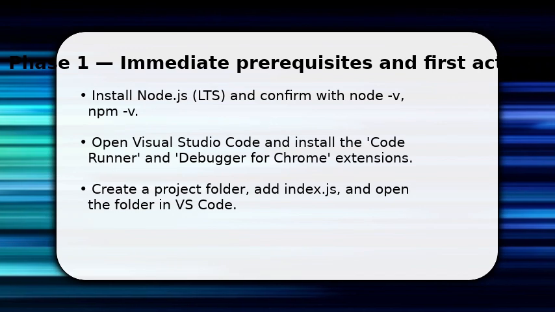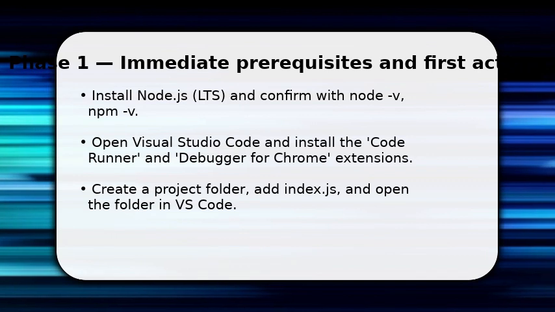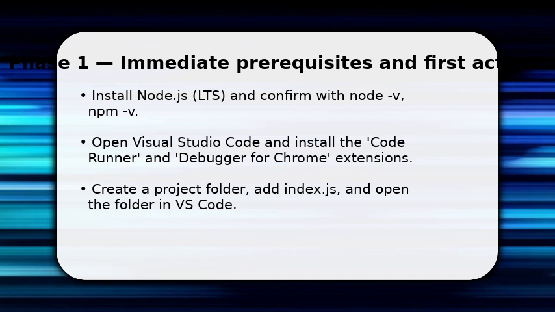Then install Code Runner and the Chrome debugger extension. These give you quick run and debug options. Finally, check terminal access in VS Code. You'll use it to run commands, so don't skip this initial verification step.